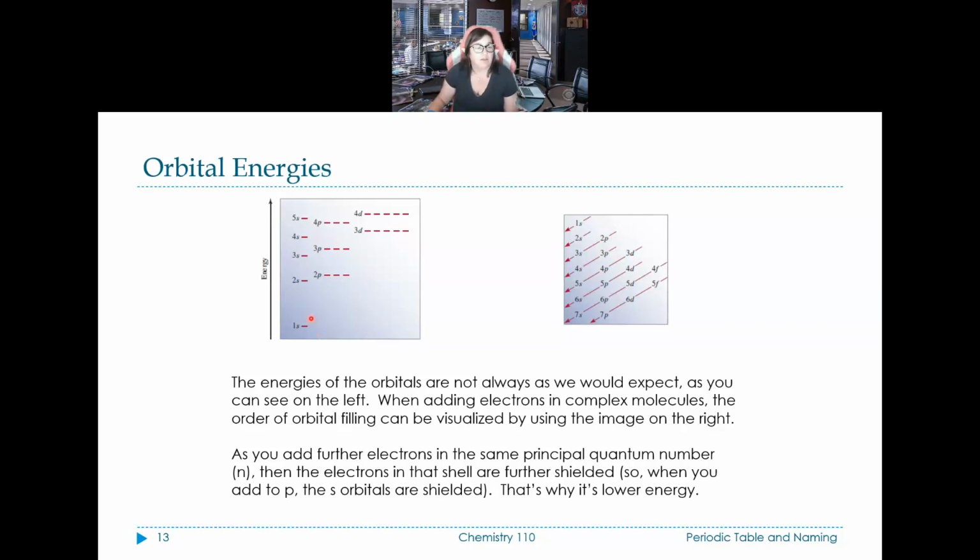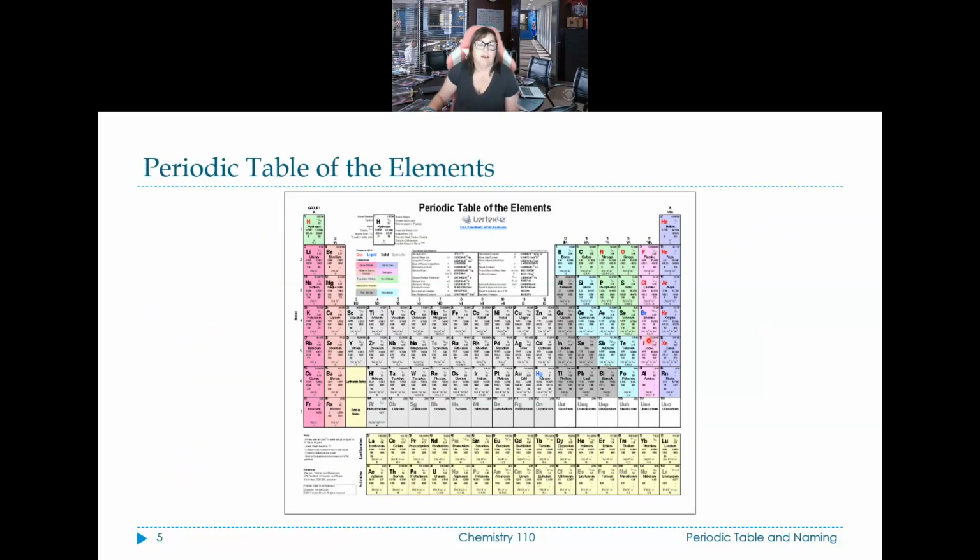We then find that we go to 3s, which makes total sense. Then we go 3p, but we don't go 3d next. Even though there is a 3d, that's not the next one we fill, it's the 4s. Now how am I supposed to remember that? Well, there's this thing, and this can help you remember that. But there are other ways to look at that, and I'm going to show you the way that I remember that. The way that I remember that is by going back to my table.